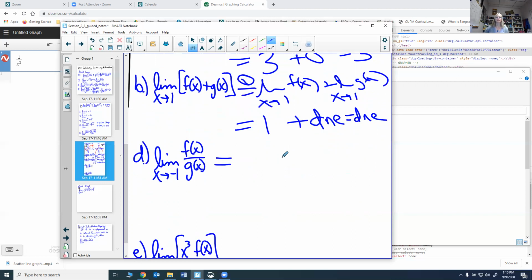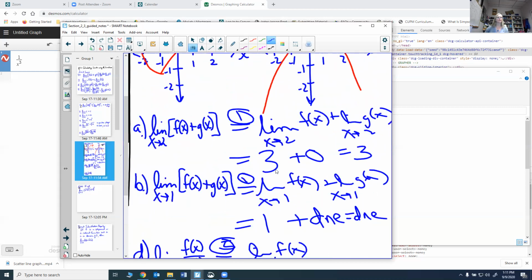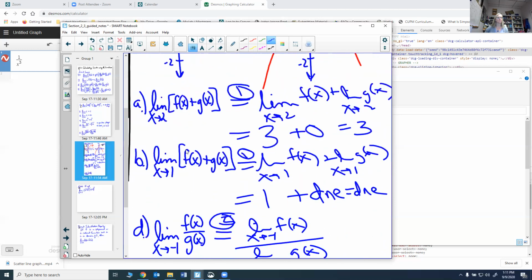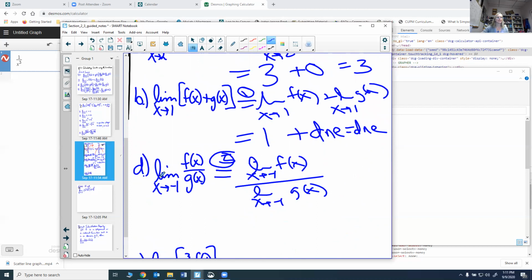All right, let's try this one. This is limit law number 5. It's the limit of a quotient. So it's the limit as x goes to negative 1 of f of x over the limit as x goes to negative 1 of g of x. Looking up here, as x goes to negative 1 of f of x, if we come from both directions, it looks like we're heading towards the number negative 1. So this one looks like it's negative 1 in the top.